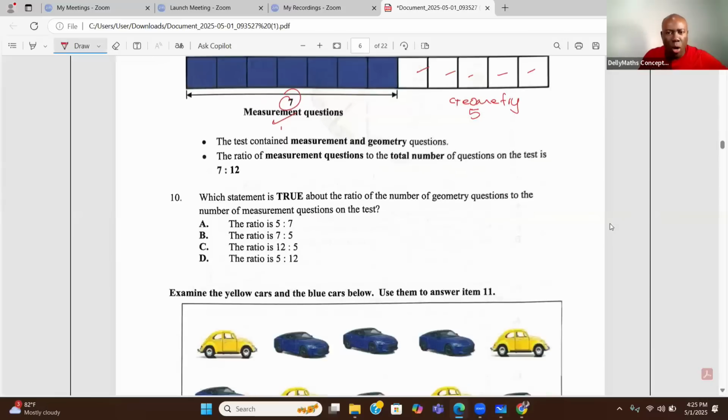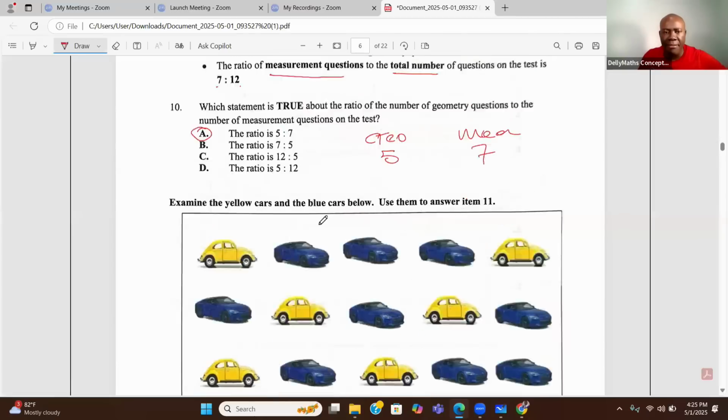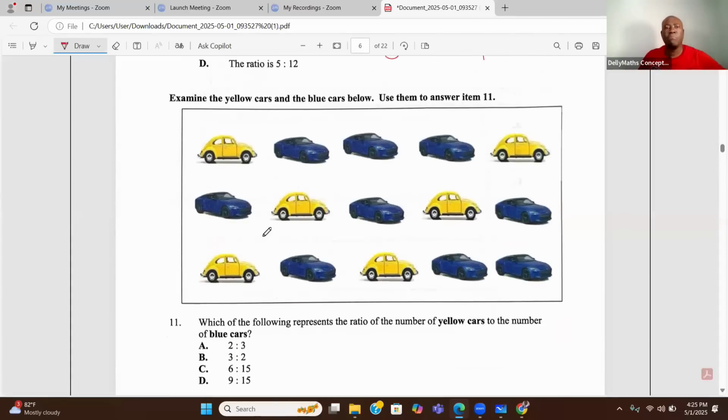All right. Now let's see what the question was. They told us that the measurement section to the total is 7 to 12. The question is, what statement is true about the ratio of the number of geometry questions to the number of measurement? So remember now, geometry comes first, measurement comes second. Geometry is 5, measurement is 7. You're looking for 5 to 7 first. The ratio is 5 to 7. A is correct. So we have that done. Let's go to the next question.